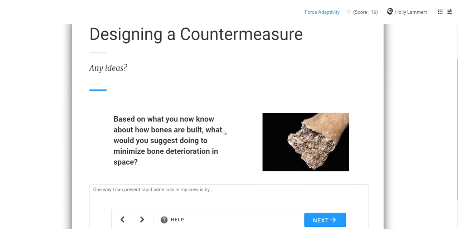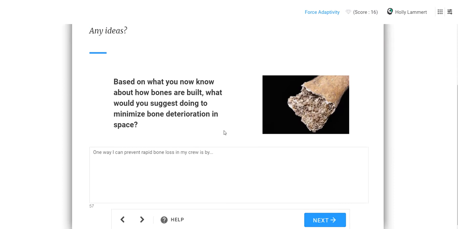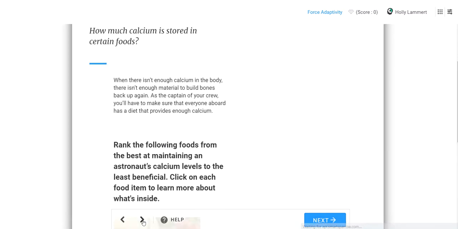All right, designing a countermeasure. Any ideas? Based on what you now know about how bones are built, what would you suggest doing to minimize bone deterioration in space? One way I can prevent rapid bone loss in my crew is by, maybe you want to enter in there what you just learned about calcium.